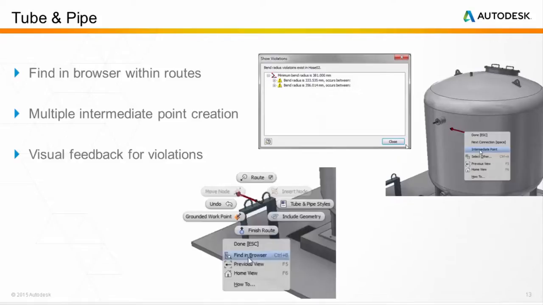commands. The message dialog box that displays when you check for problematic bend radiuses has been replaced with a new Show Violations dialog box. The new Show Violations dialog box displays a tree view of spline segments where bend radius violations occur. Selecting a node in the dialog box highlights the corresponding segment in the graphics window.